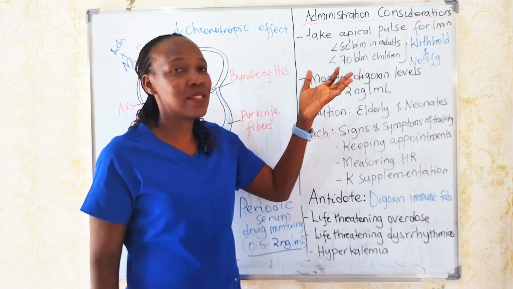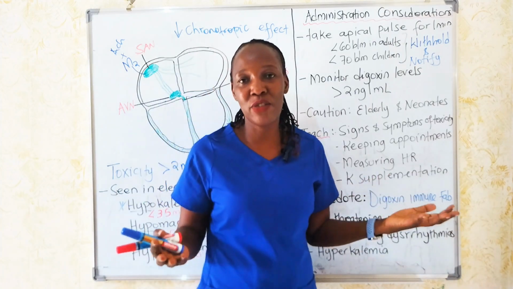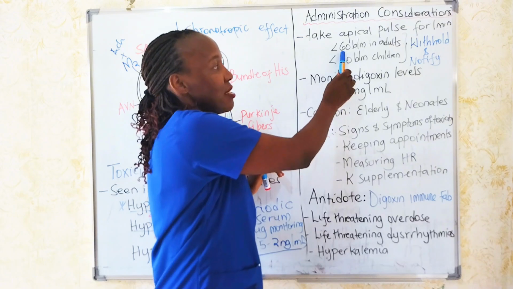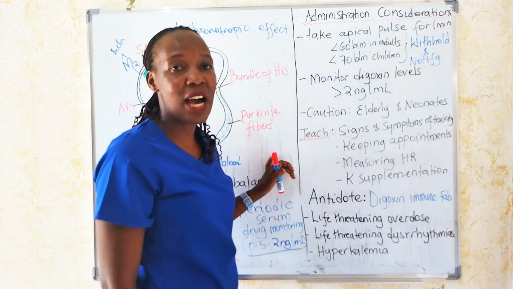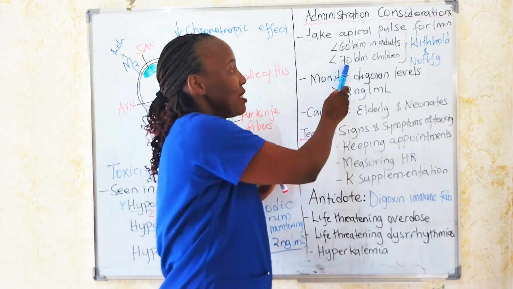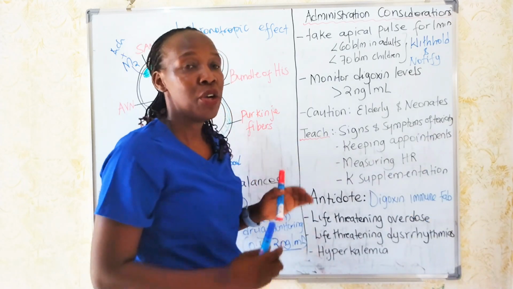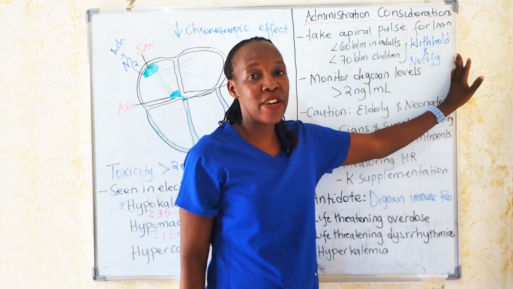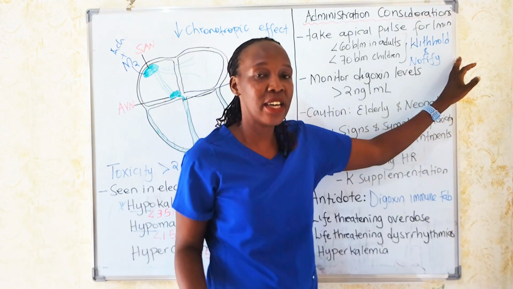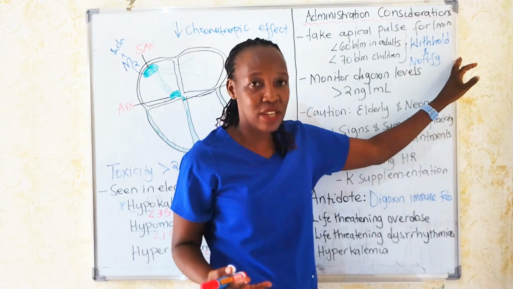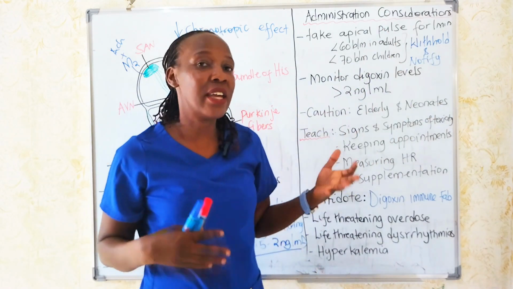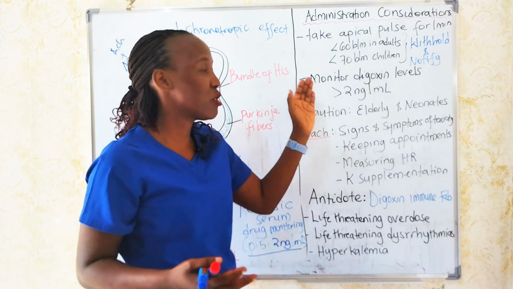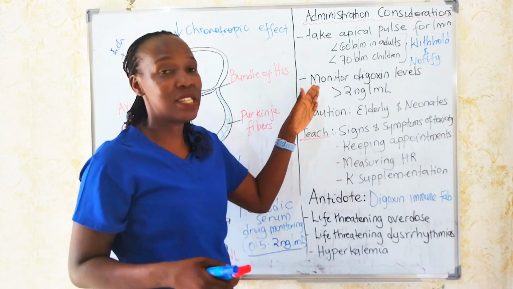Now, if the pulse is normal, between 60 to 100 beats per minute, you're going to give your medication. However, if the pulse is less than 60 beats per minute in adults, that's a bradycardia, or less than 70 beats per minute in children, we are going to withhold the digoxin and notify the primary healthcare provider, the prescriber or the doctor. And this pulse has to be taken before we give another dose of digoxin because we don't want to end up with a profound bradycardia.